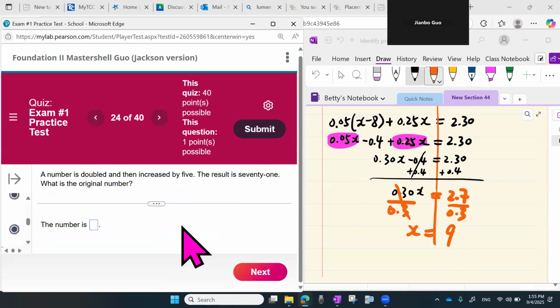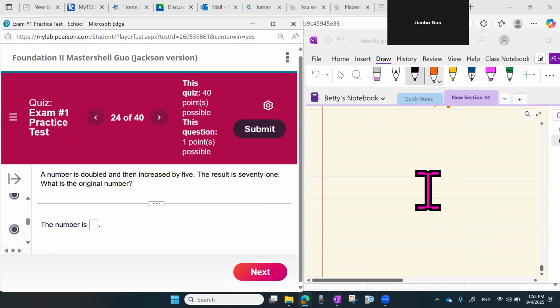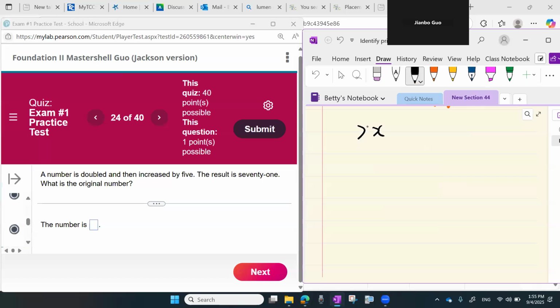Question number 24. A number is doubled and then increased by 5. The result is 71. What is the original number? Okay, let's see. The original number is x. The number is doubled and then increased by 5. The result is 71. What is the value of x?